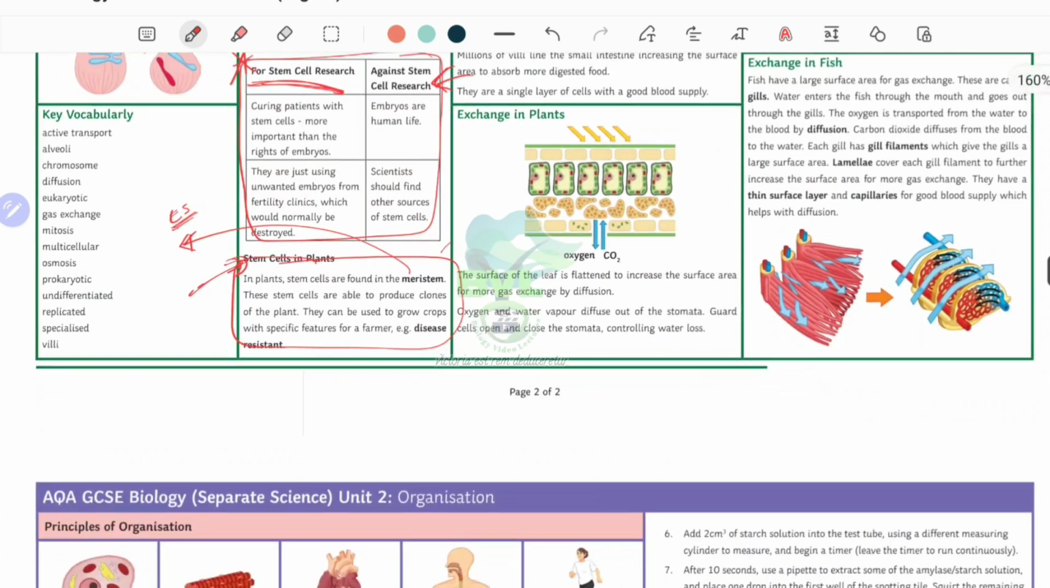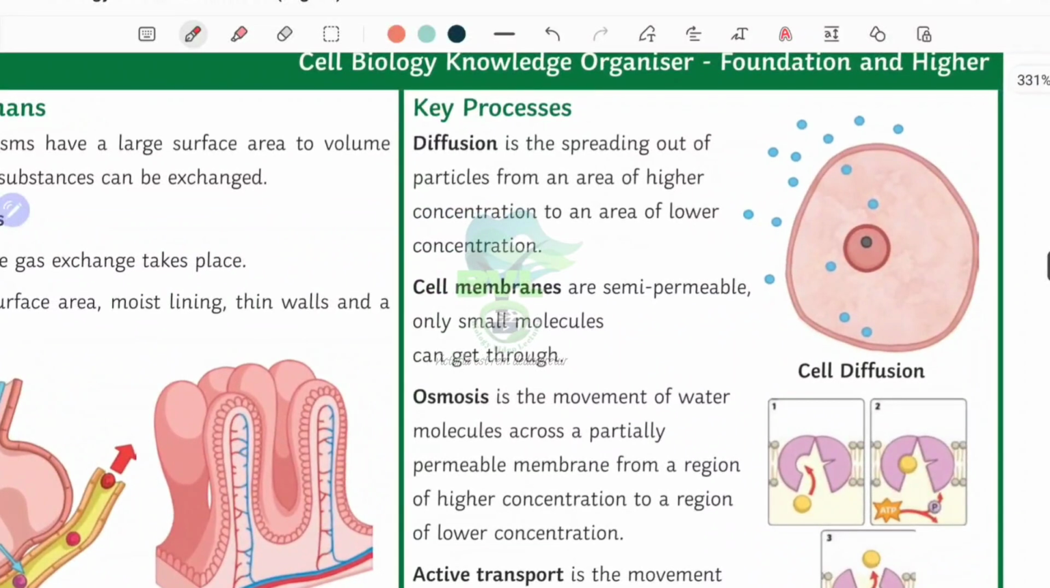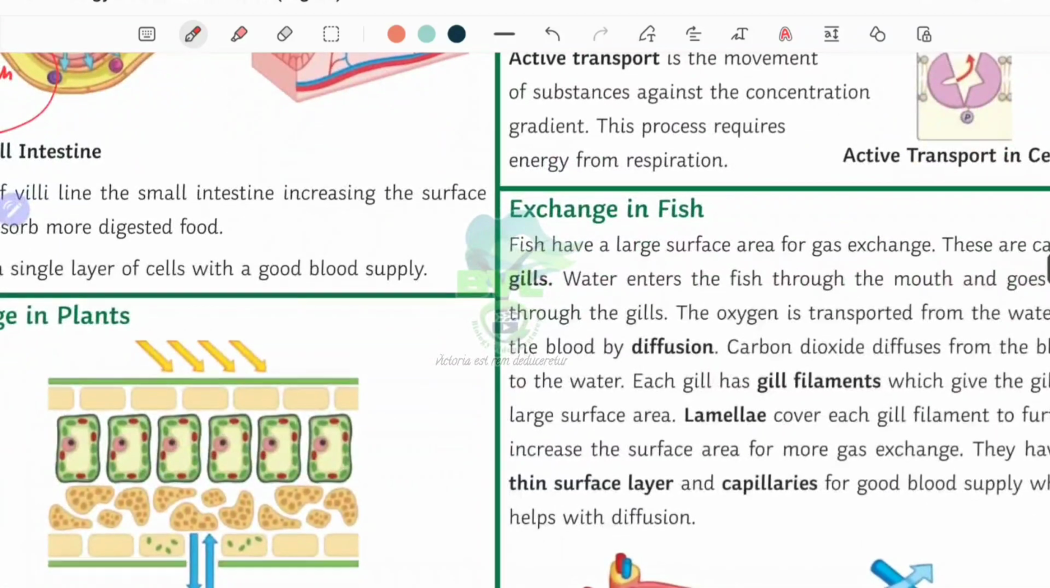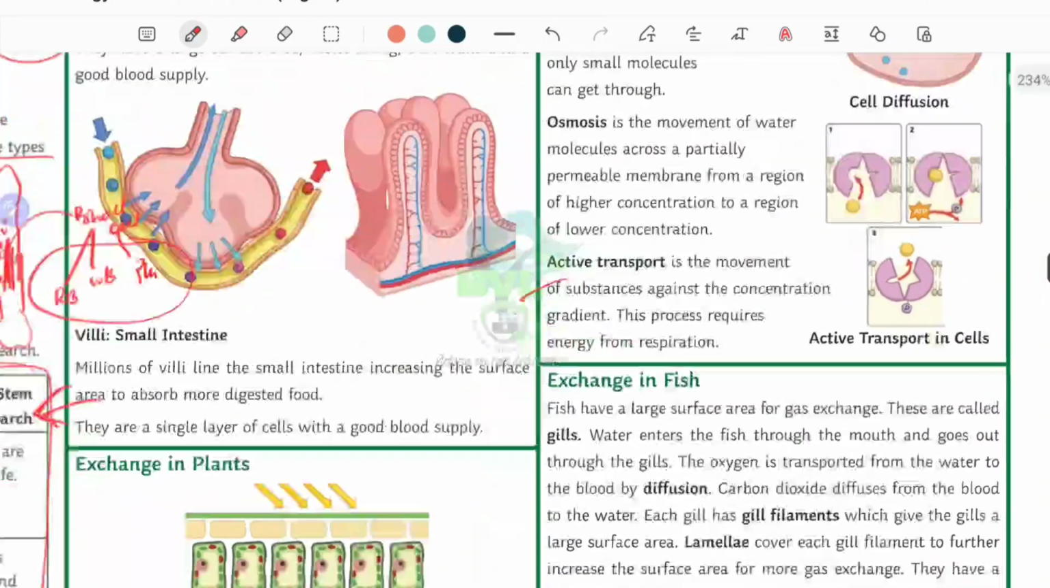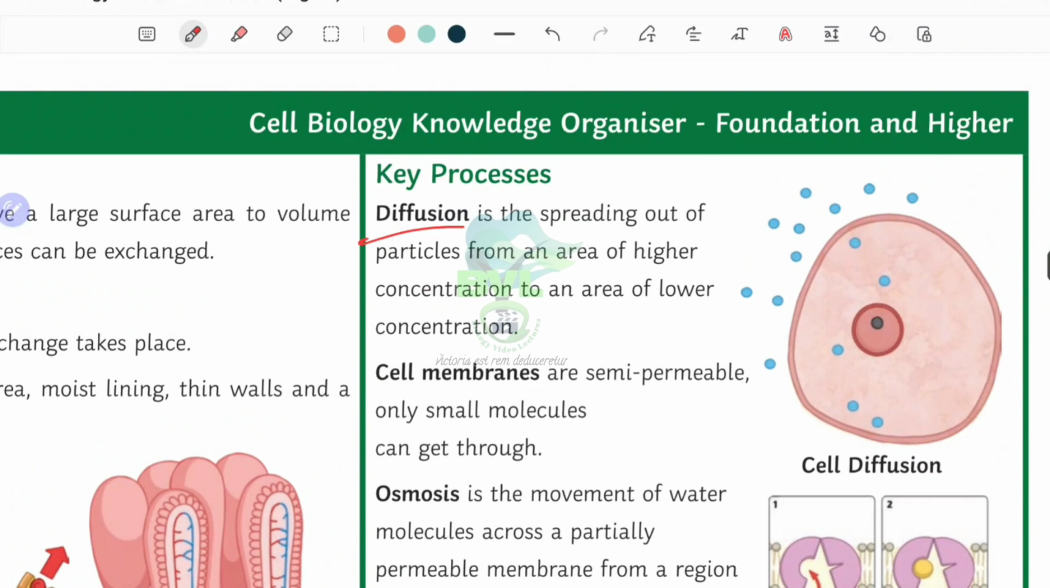Having established that, we move on to this part, which is quickly talking about cell transport, which has three headings: diffusion, osmosis, and active transport. As far as this specification is concerned, you must know these three types of processes by which cells transport things in and out.